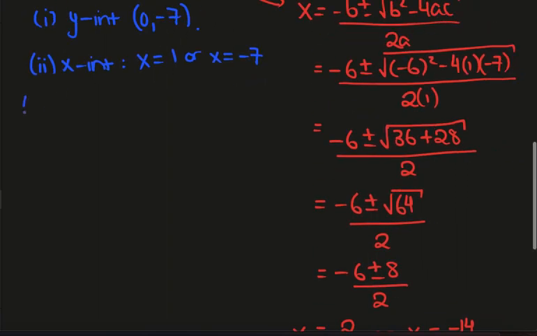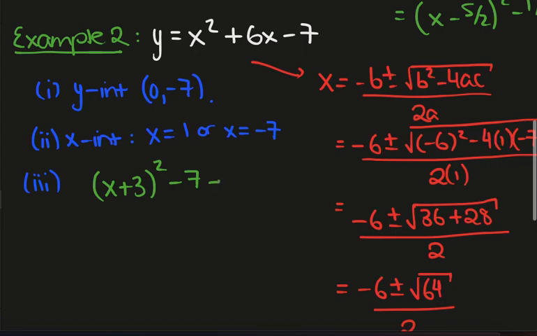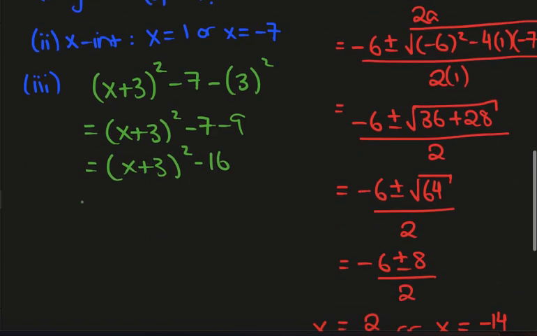Okay, and finally we need the turning point. To calculate that, we'll complete the square. What I'll end up with is x plus 3 squared minus 7, and we subtract 3 squared, so we get x plus 3 squared minus 7 minus 9, so we get x plus 3 squared minus 16, and so the turning point occurs at minus 3, minus 16.